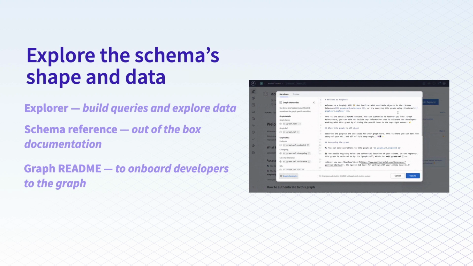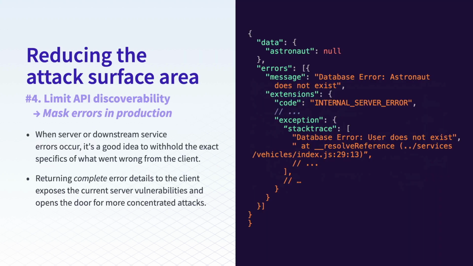It's a way to onboard new developers to your graph and present them with everything they need to know about getting started, testing, and running your graph locally. We'll talk a little bit more about this and some of the other security-related features in Apollo Studio a little later. So continuing with ways to limit API discoverability, the next area is masking errors in production.